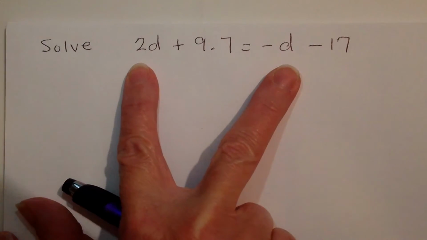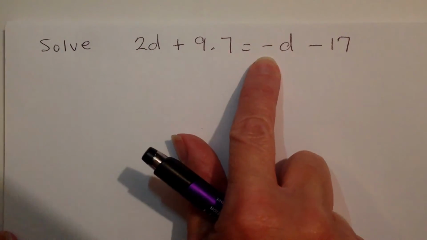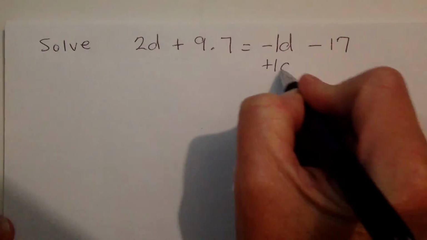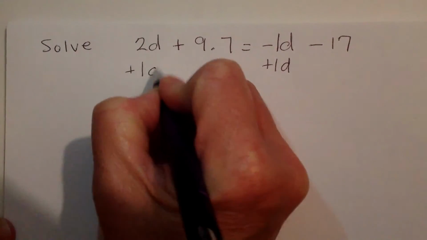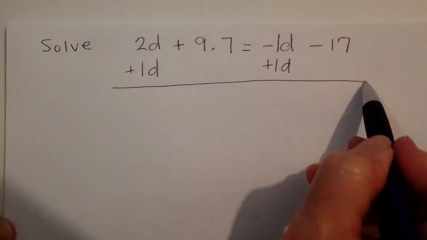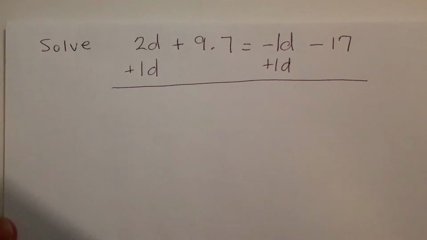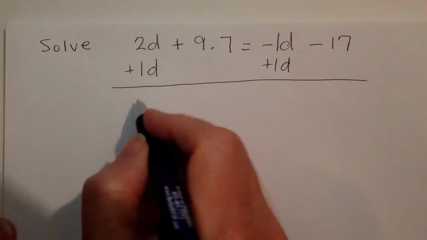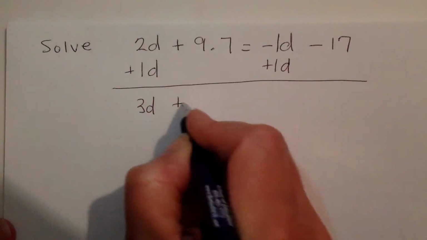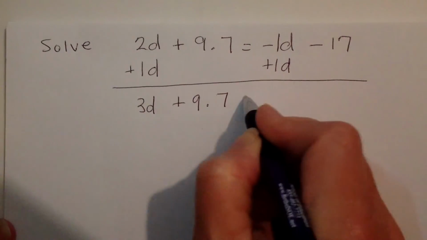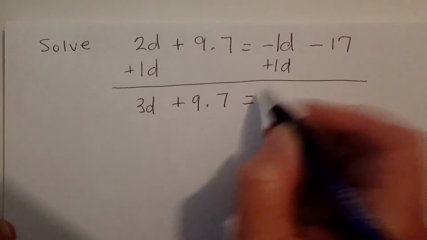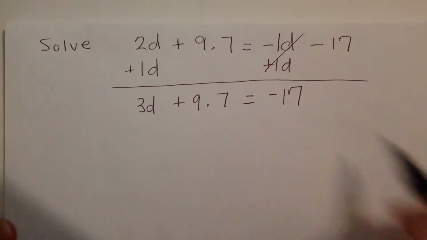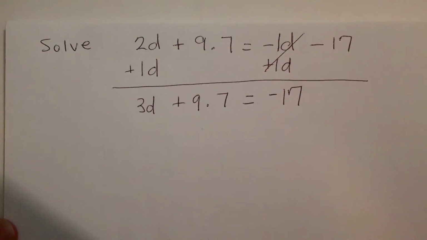I do notice I have variables on both sides. I'm going to move the one from the right-hand side. This is negative 1d. So let's add 1d to both sides, lining it up under the d term on the left-hand side. Therefore, I have 2d plus 1d is 3d, plus 9.7 equals 2. The d's cancel, negative 17.